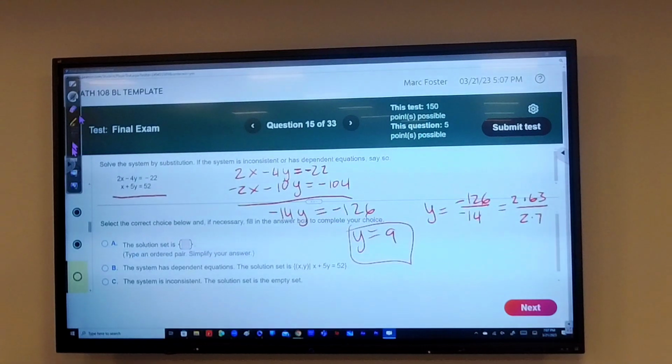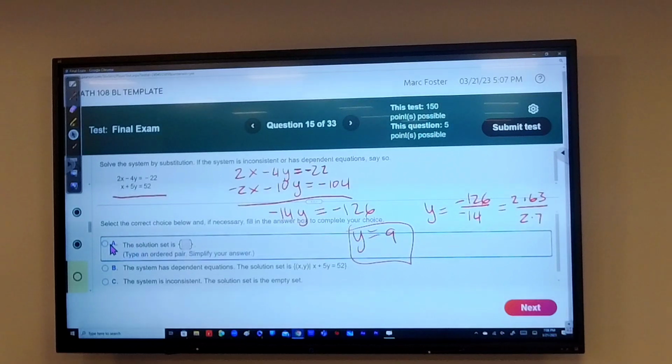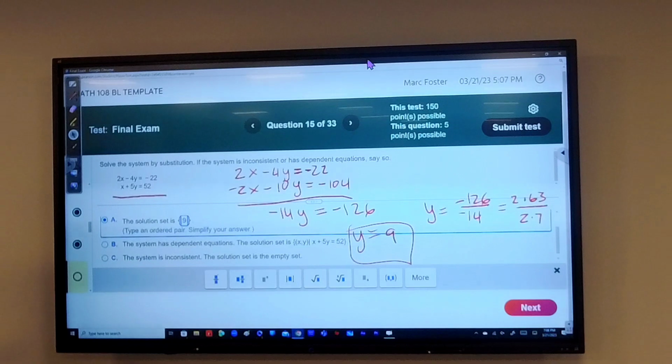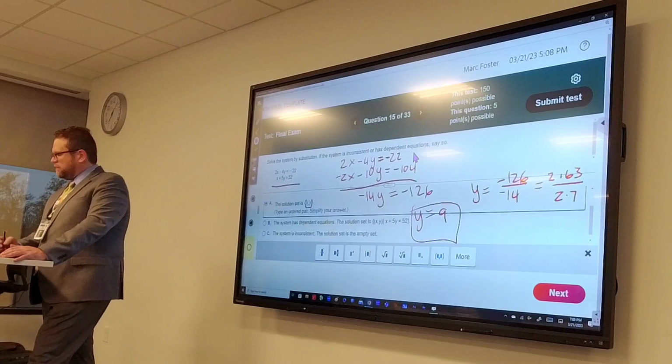Should I type in y equals 9? No, heck no. I should just give it the object for which the system is satisfied. But even typing in 9 is not what they want. They want an ordered pair. They need both the x coordinate and the y coordinate. So now that I have the y coordinate, what should I do? I know that y is 9. So what do I do?